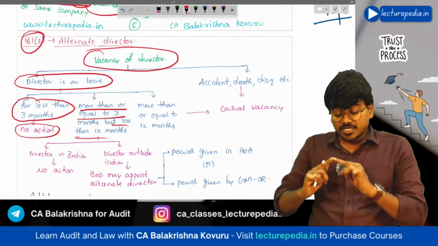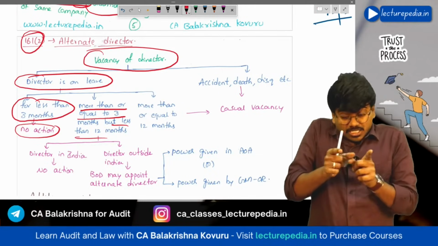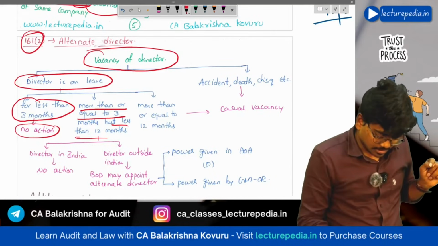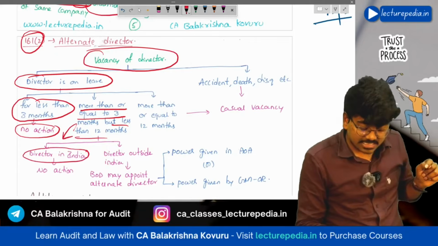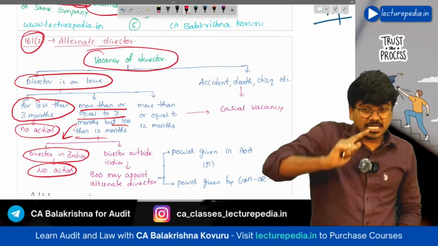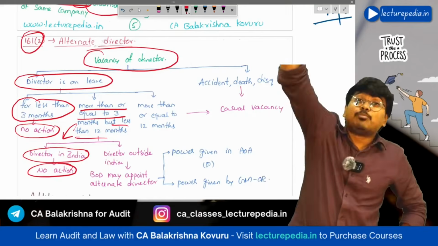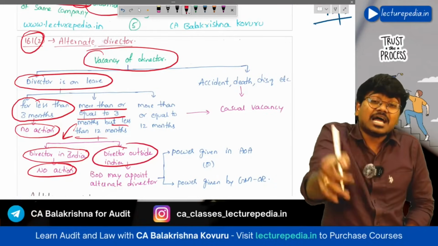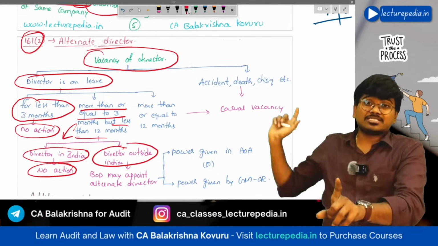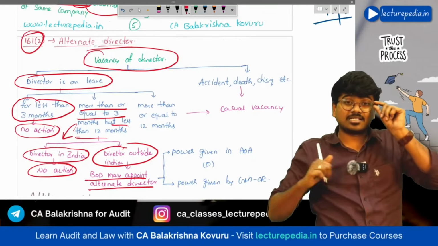If the period of leave is 3 or more months but less than 12 months, and during that leave period such director is staying within India only, in such a situation also no action is taken. But if in that leave period that director goes abroad, outside India, in such a situation, as an alternate to such a director, you can appoint some other person as an alternate director. See, the board may appoint an alternate director in such a situation.